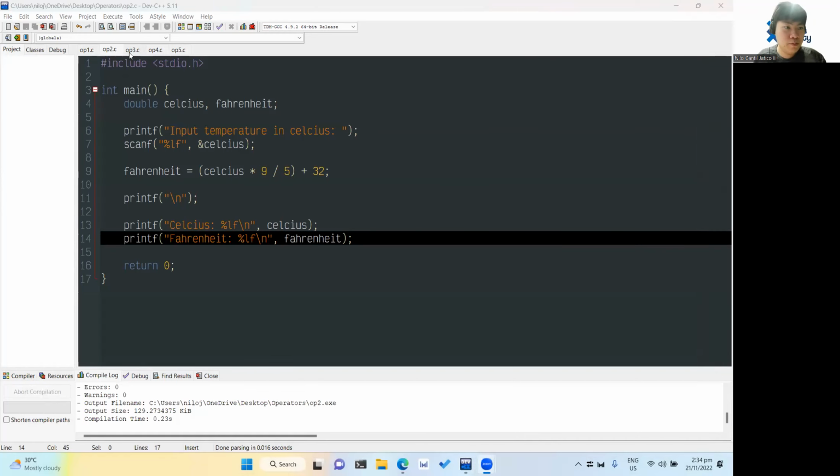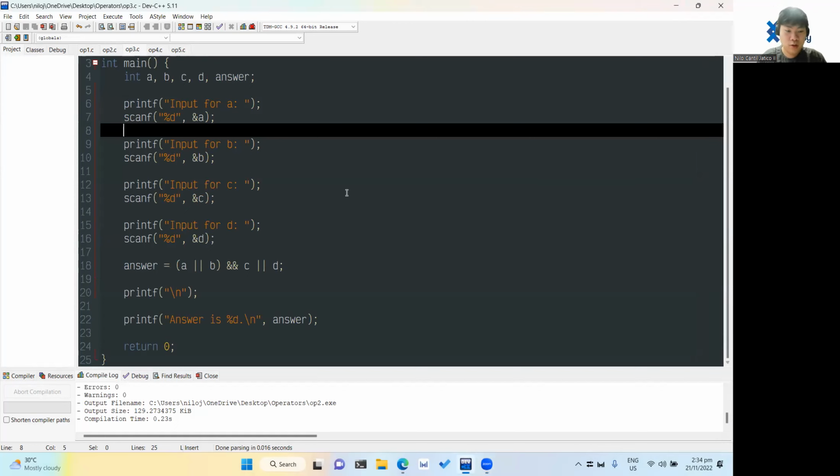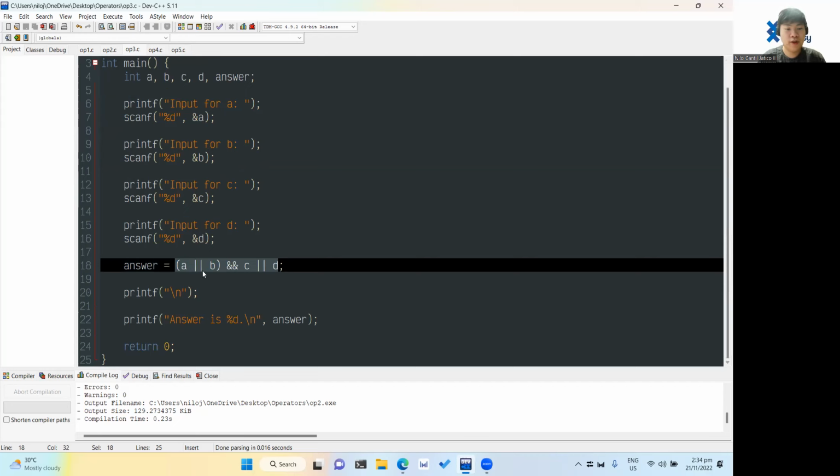Okay, so for the next example here, we have a logic gate equation. So we have a series of AND and OR. In this problem, you have to input the value of A, B, C, D in ones or zeros, and then since you have already a provided equation here, the answer will be stored into the variable named answer, and then it will just print out the answer.